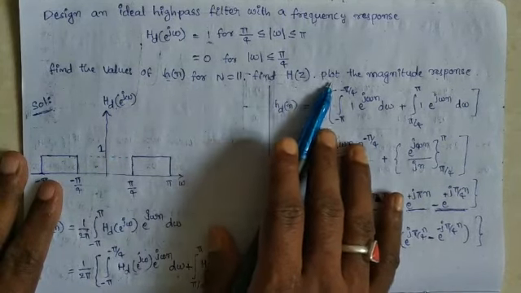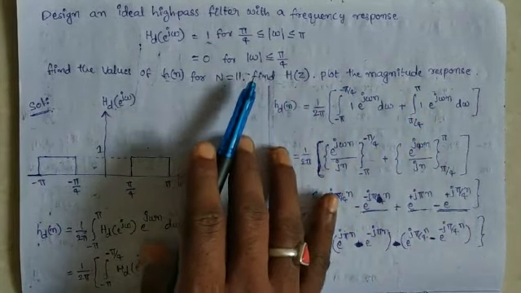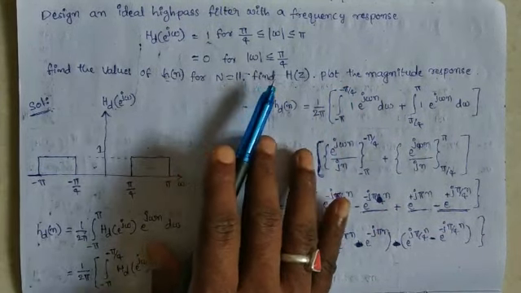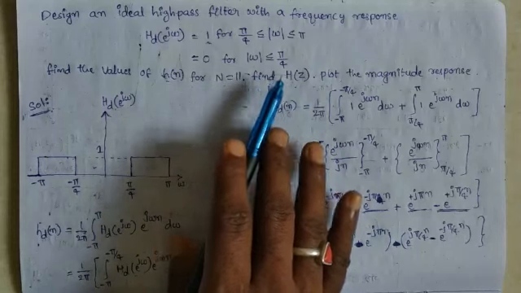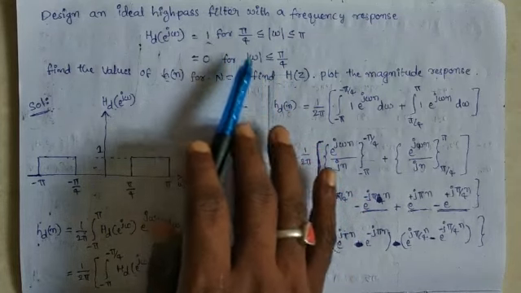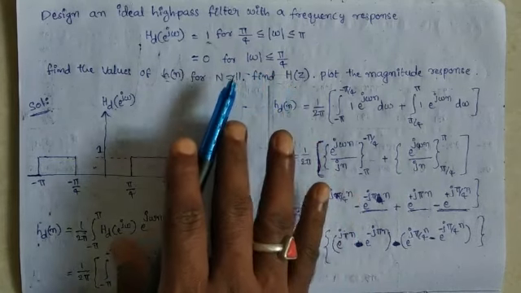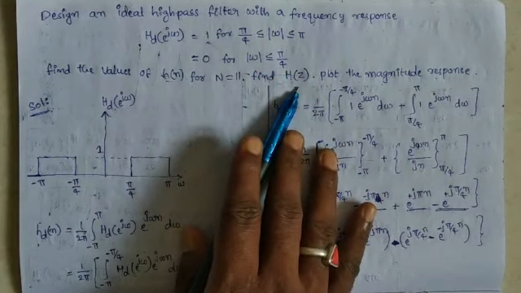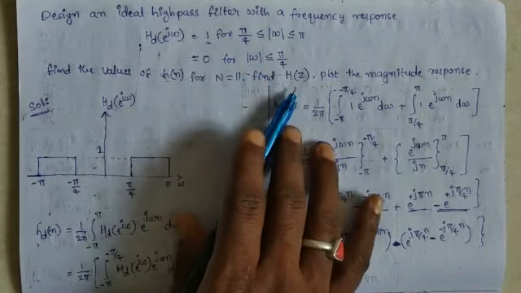Find h of z and plot the magnitude response. Here we are designing a high pass FIR filter using the Fourier series method. By that method we are determining the transfer function of that high pass FIR filter. The following are the steps to determine the h of z. H of z is the transfer function of the high pass FIR filter.